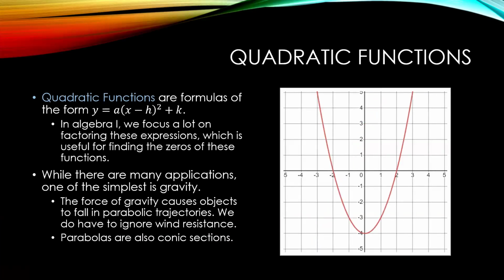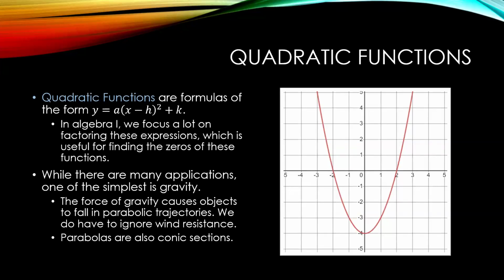Quadratic functions are formulas or functions of the form y equals a times (x minus h) squared plus k. If we wanted to, we could rotate it, and then it might not be a function anymore, but we can still play with it like that. In Algebra 1, we focus a lot on factoring these expressions, which is useful to find the zeros of these functions. While there are many applications, one of the simplest is gravity. If you throw something up, it will come down, and it will follow a parabolic trajectory.